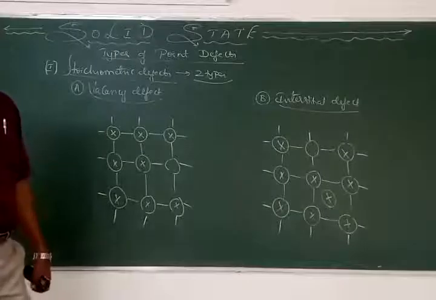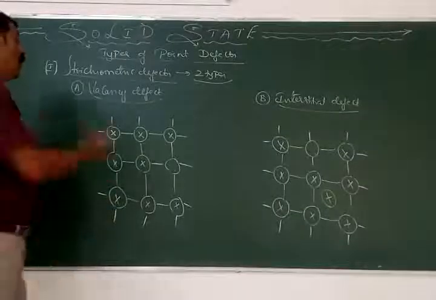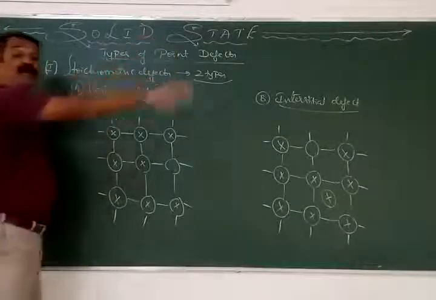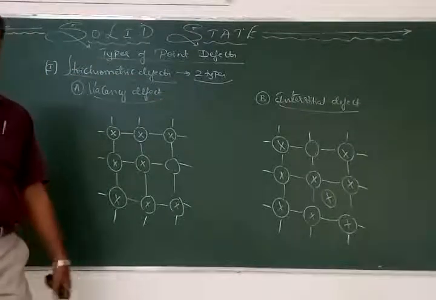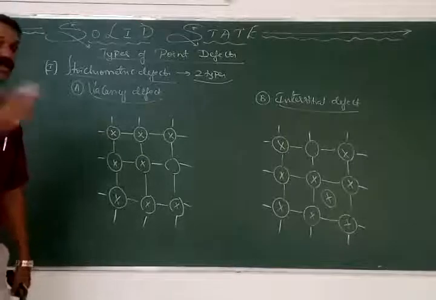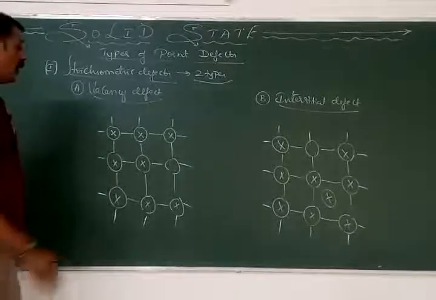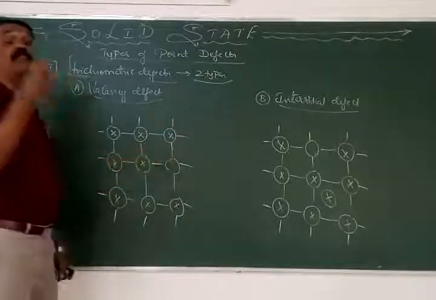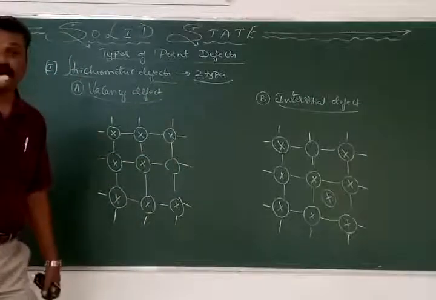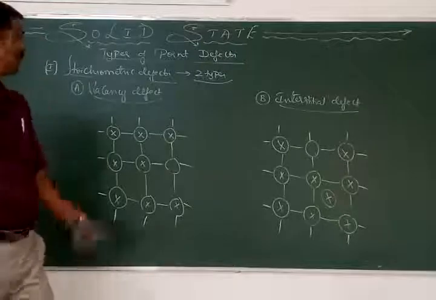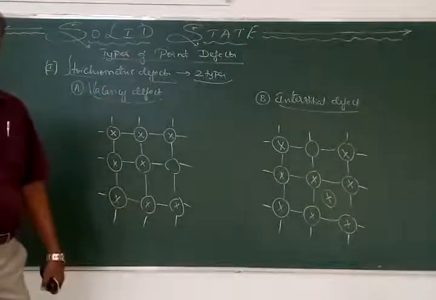So what are the vacancy and the interstitial defects here? First, the vacancy defect is an example of a stoichiometric defect, because there is no change in the chemical composition of that particular crystal system, where the particle has gone missing from its lattice point, creating a hole or vacancy. That is why it is called the vacancy defect.